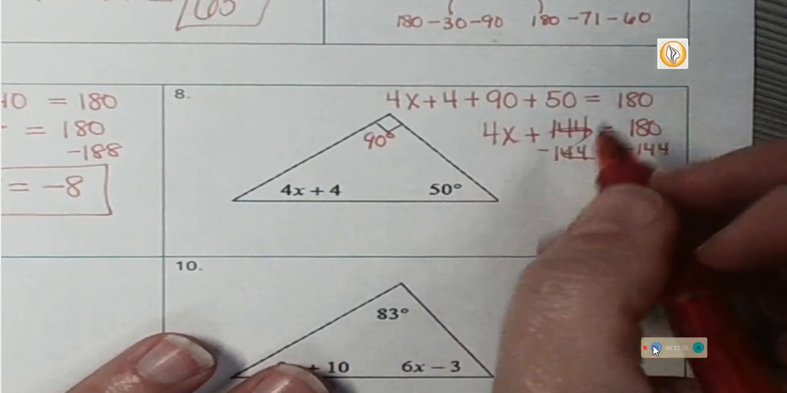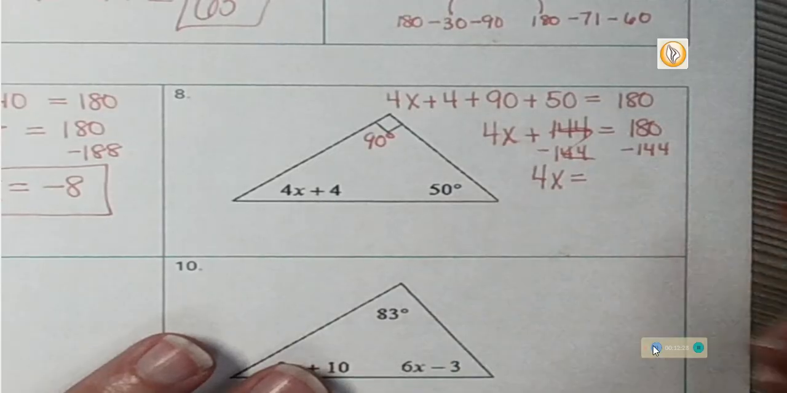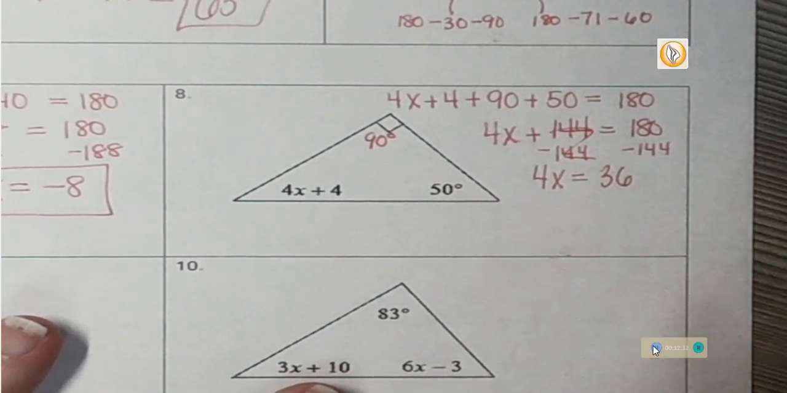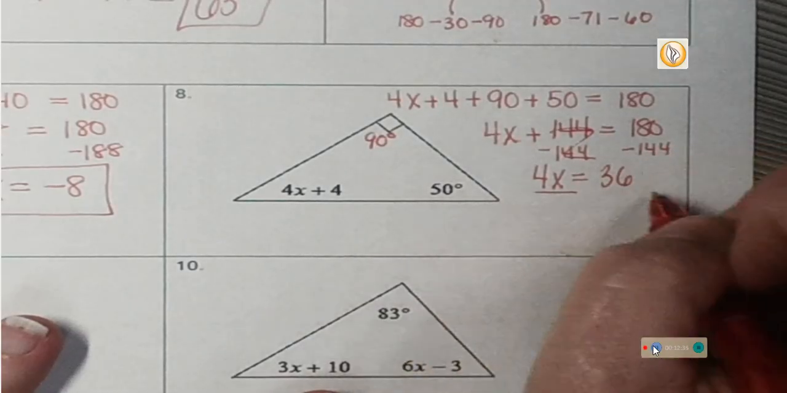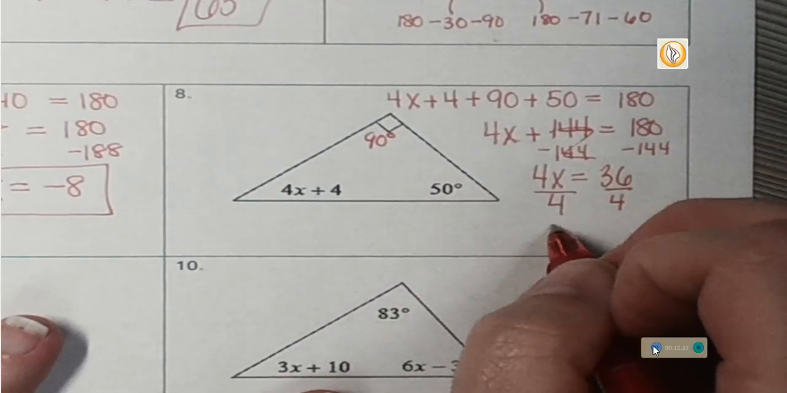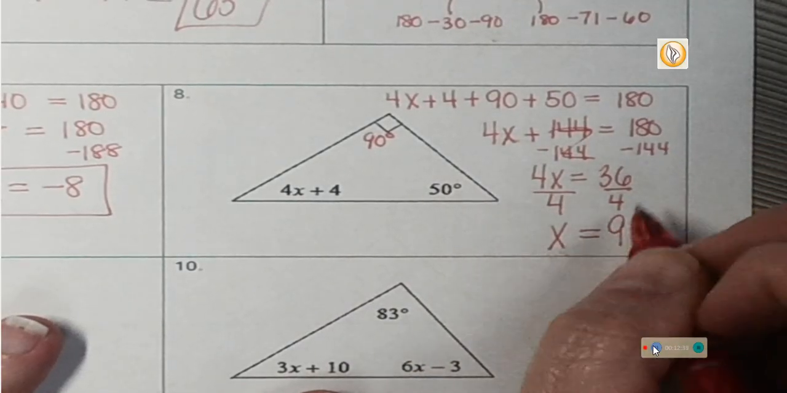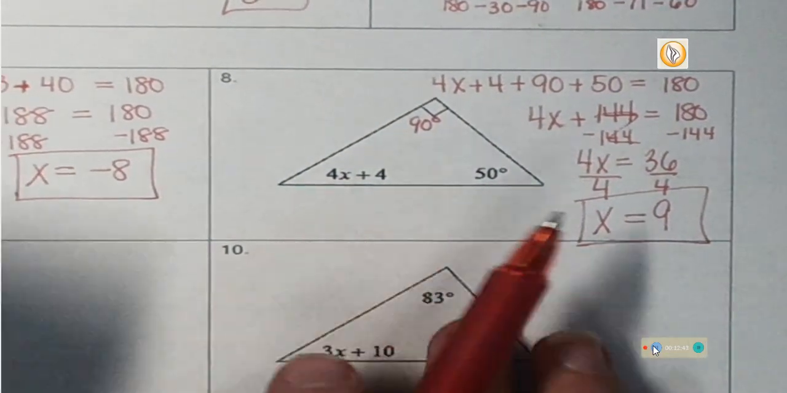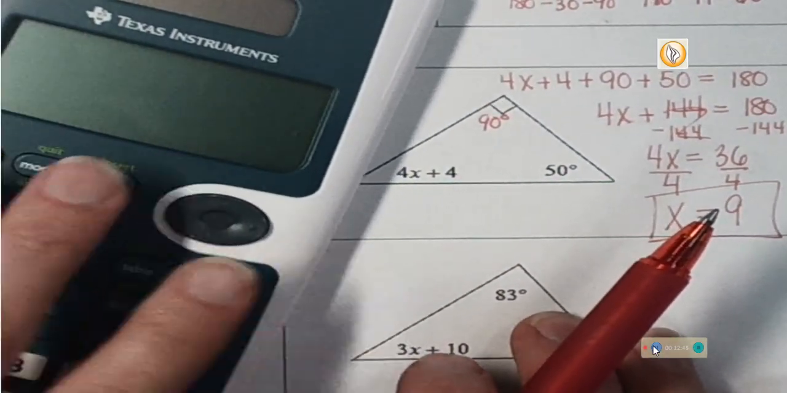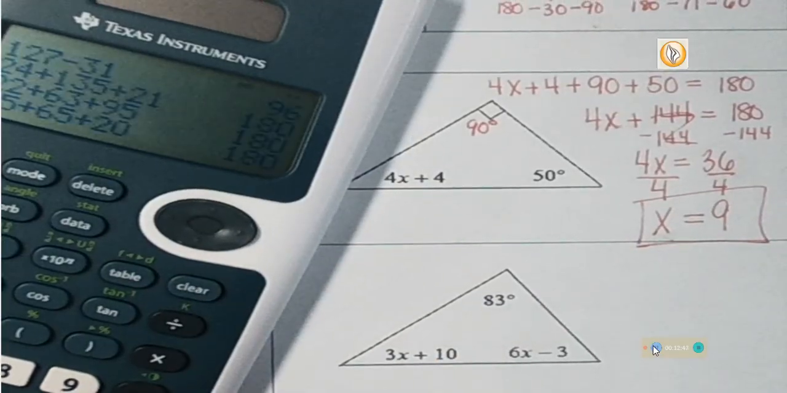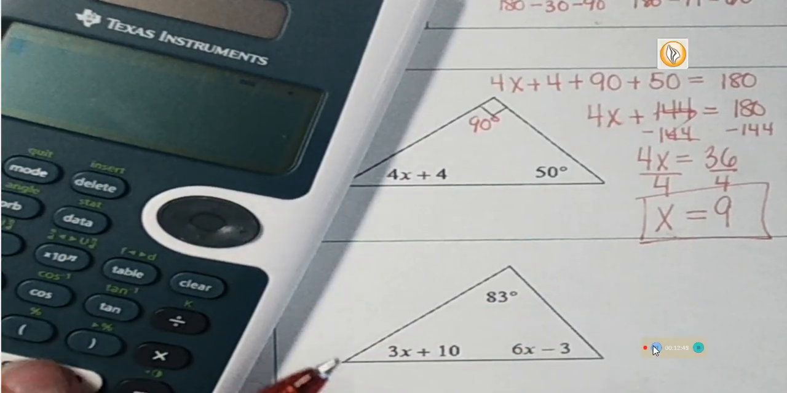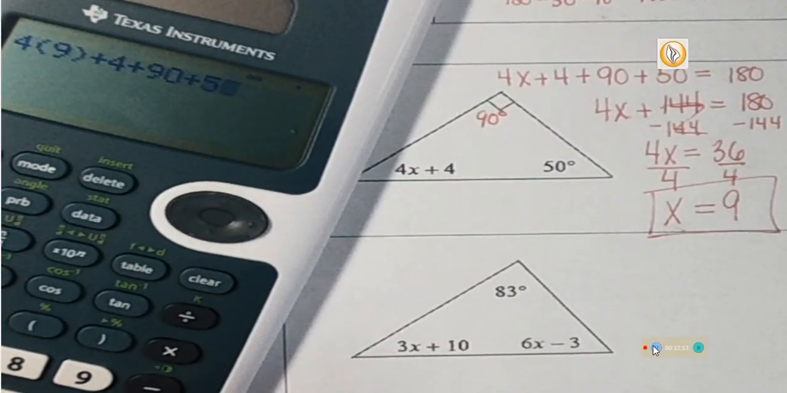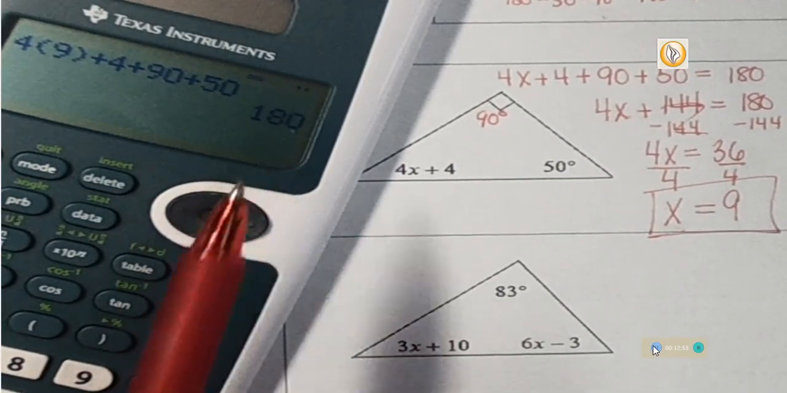All right, so inverses cancel. 4x equals, what is 180 minus 144? 36. And how do I undo times 4? Divide by 4. So what does x equal? X really equals 9. Now, if you wanted to check it, I'm going to check this with my calculator real quick. So, if I do 4 times 9 plus 4, that's this angle, plus 90 for the other, plus 50 for the other, it equals 180.